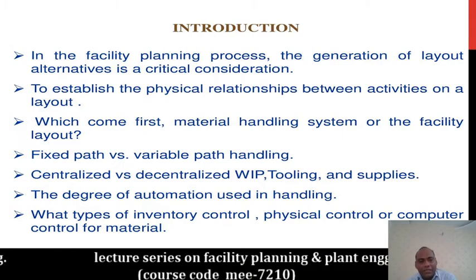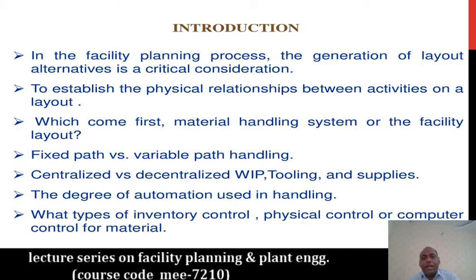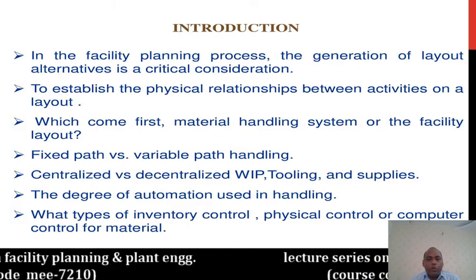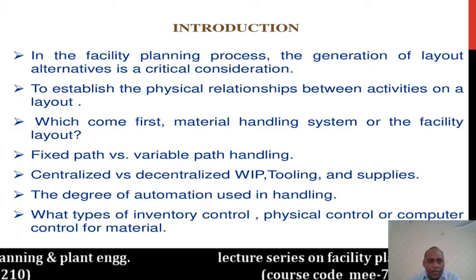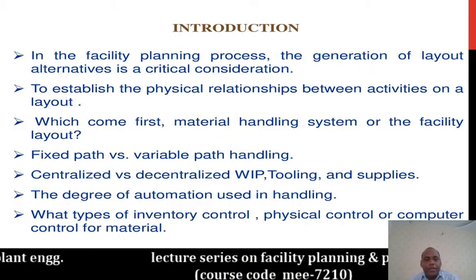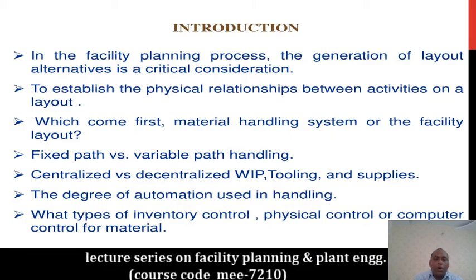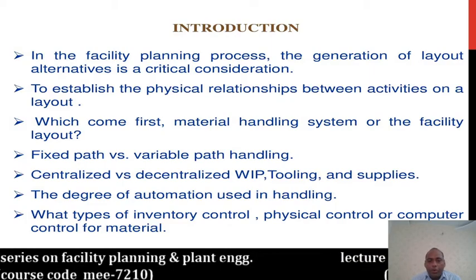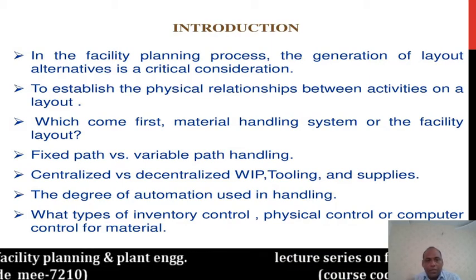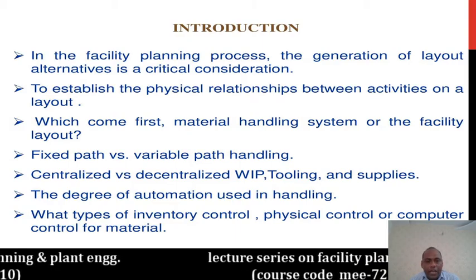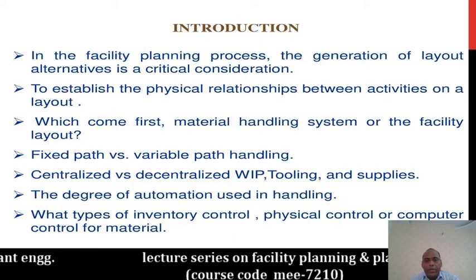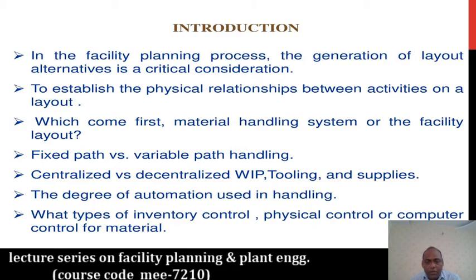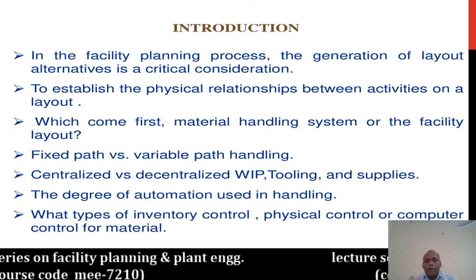There is fixed path versus variable path handling, centralized versus decentralized, and the degree of automation used in handling the material, or in transporting the material from one machine to another, or from production of the product to dispatch. Another question is what type of inventory control you are doing, whether it should be controlled physically or by computer. So these are some basic ideas.